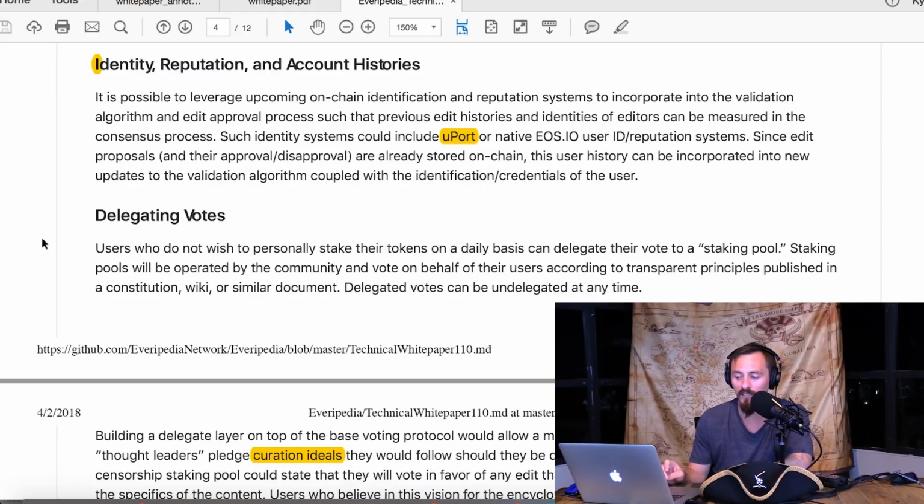But most likely, identity as part of an algorithm for approving edits would probably only play, I'm not going to say a small portion, but not a critical portion, because you want people to still be able to submit edits and get them approved even if they are anonymous.